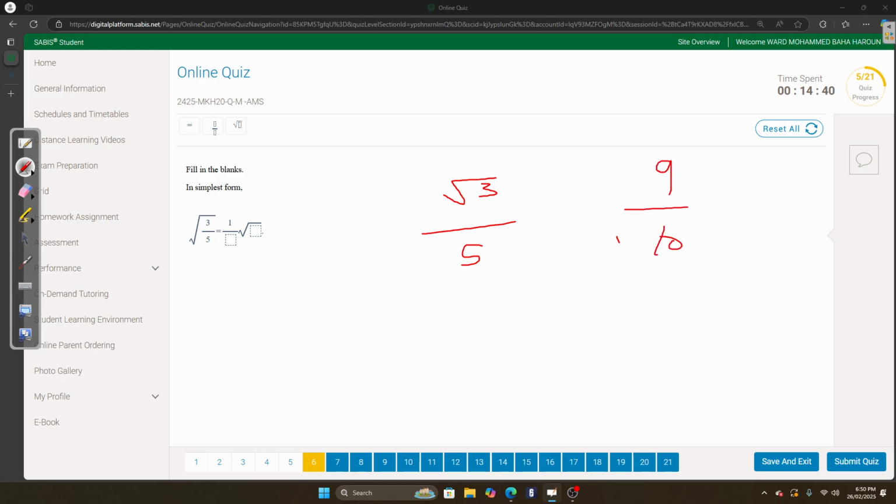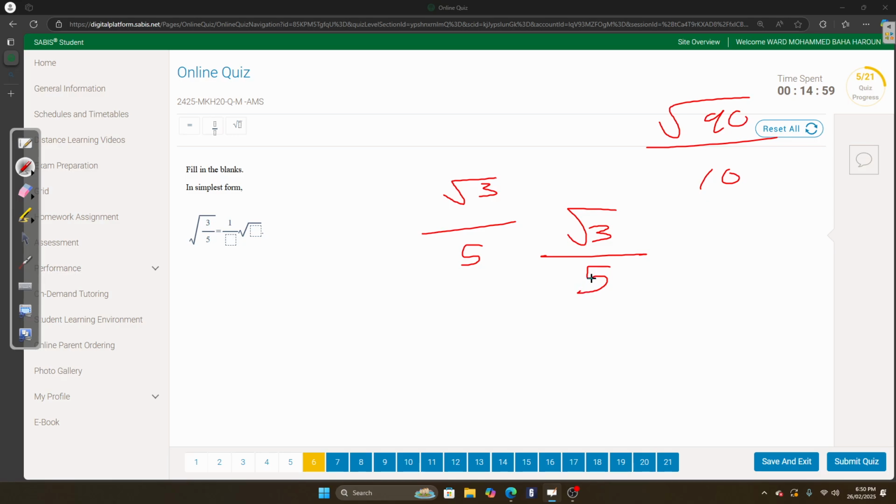9 over radical 10. You can't have a radical in the denominator, so you multiply by radical 10 on both sides, right? Up and down. So it cancels the radical. So it's gonna be radical 90 over 10. Okay? So in this case, it's radical 3 over 5.